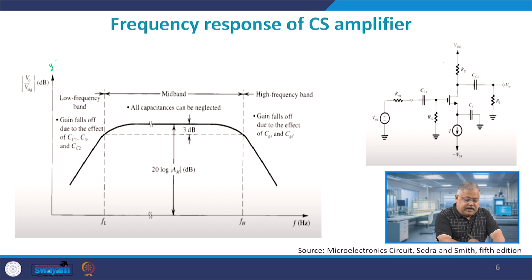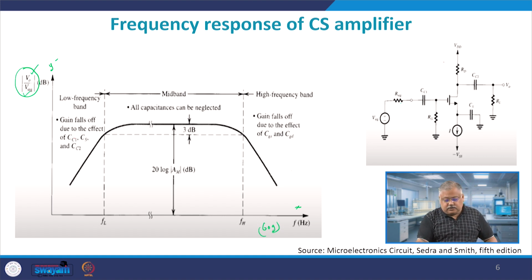This is your y axis and this is your x axis. The x axis is the frequency axis, in log scale, and the y axis is in dB. The output voltage gain is shown: output voltage upon input signal is defined as my gain, shown in dB. So it is 20 log V0 by V in, which you already know. So, this is your V0 by V signal, where V signal is the input signal which you see.